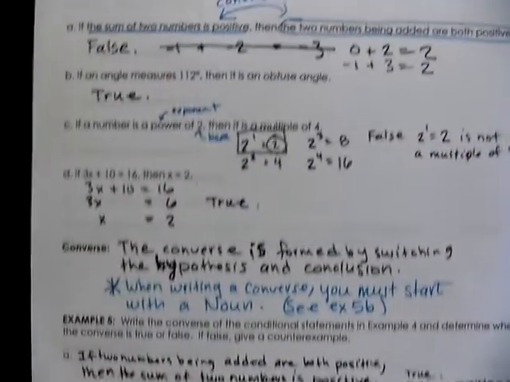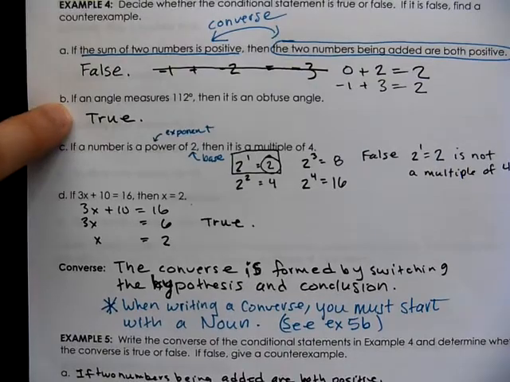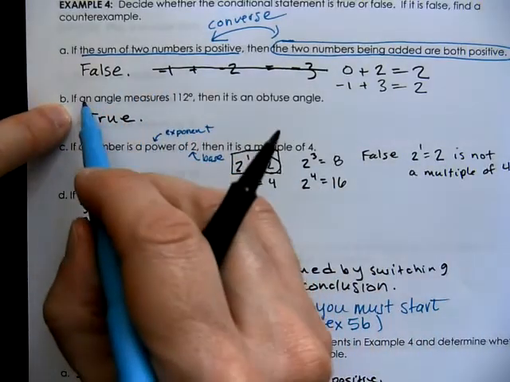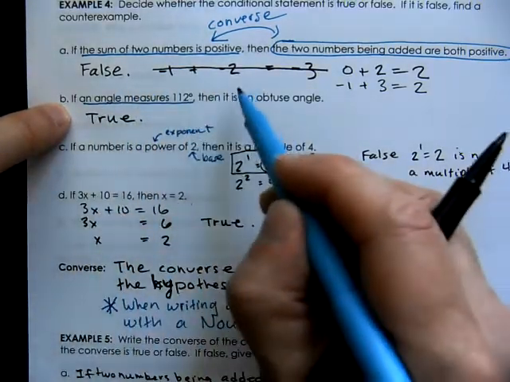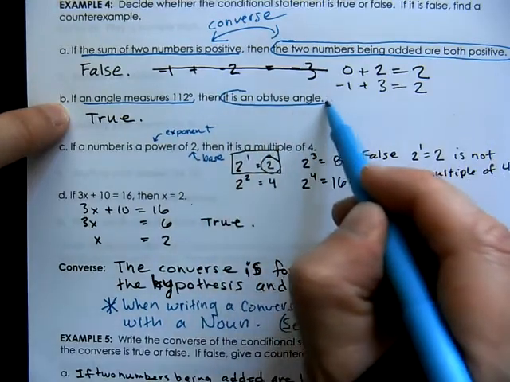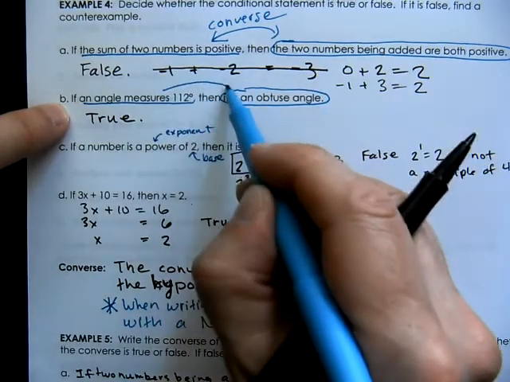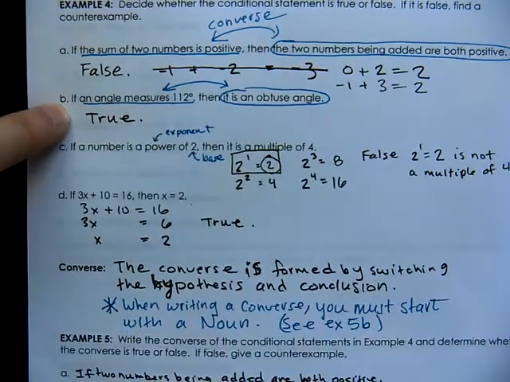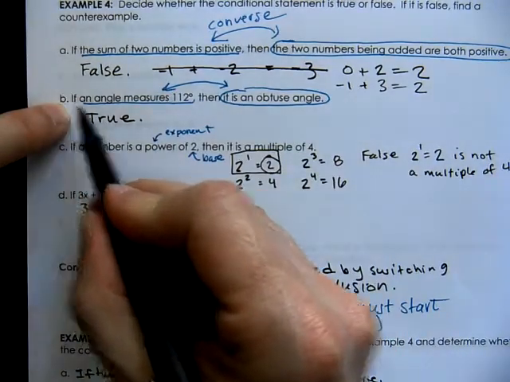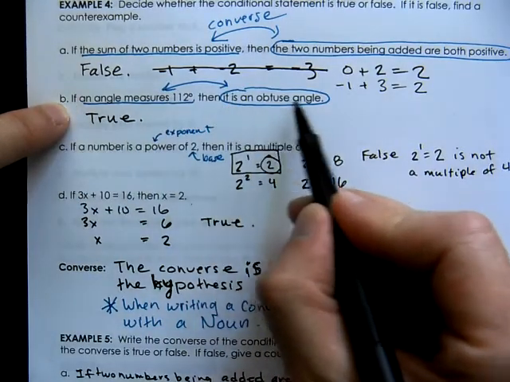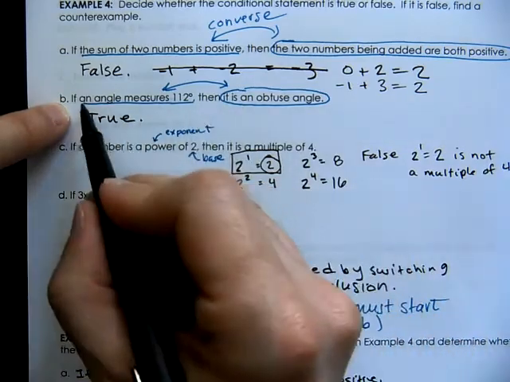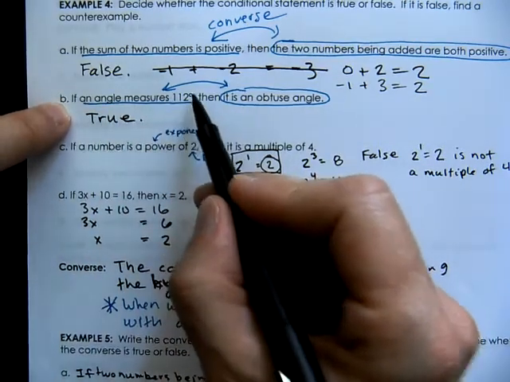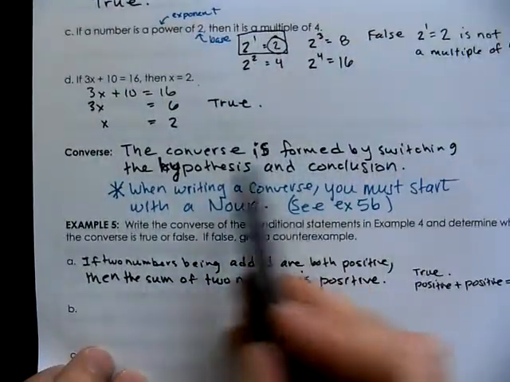Alright, part B. This is the statement we had originally. If an angle measures 112 degrees, then it is an obtuse angle. So we're going to switch these around to create the converse. And it would look like if it is an obtuse angle, then an angle measures 112 degrees. So this is where we want to be careful.